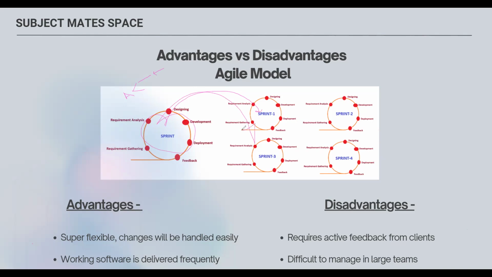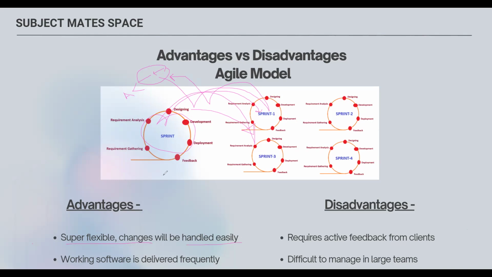In the next sprint, we are going to prioritize the first sprint's backlog and then we are going to start sprint 2. So if the requirement was changed, it will go in the next sprint, and in the next sprint that requirement is picked up, and after completing the sprint the feature goes to the client. Okay, so it is super flexible, and changes will be handled very easily.